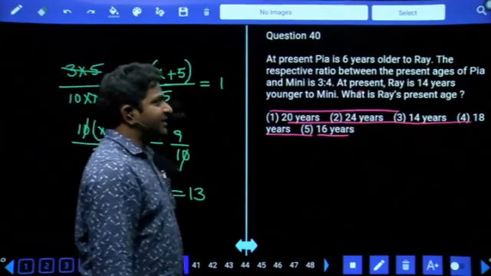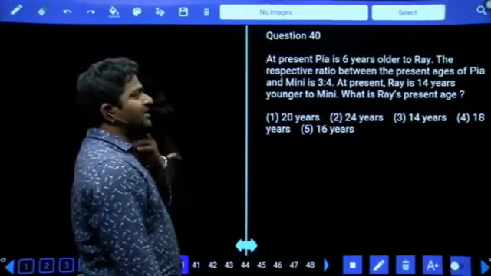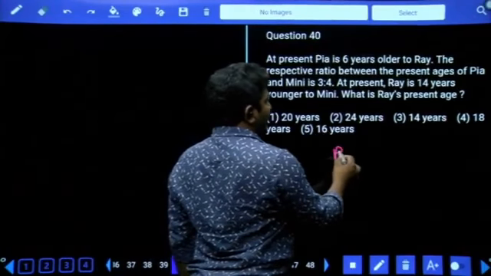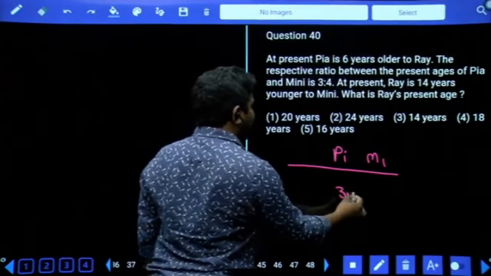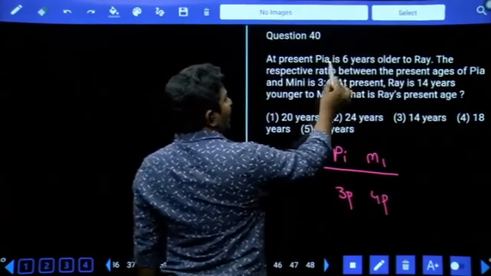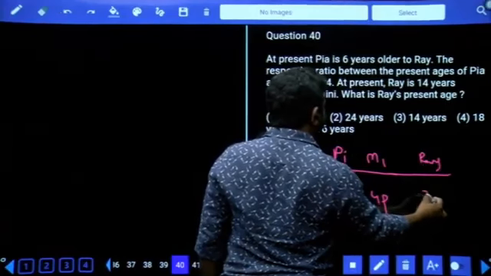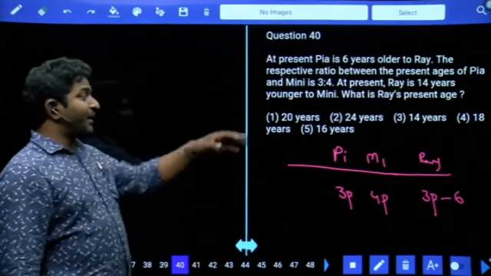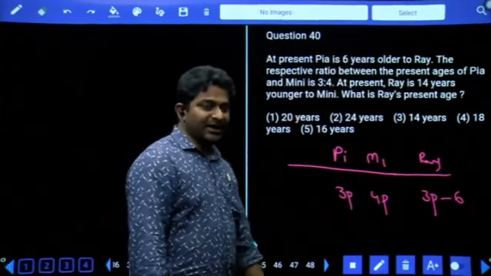At present, Pi is 6 years older than Ray. The respective ratio between the ages of Pi and Meenie is 3:4. So we have Pi and Meenie, ratio 3:4, 3 parts and then 4 parts. And Pi is 6 years older than Ray, then Ray's age is going to be Pi's age minus 6. Pi is 6 years older, then Ray is 6 years younger than Pi. Hence 3 parts minus 6.